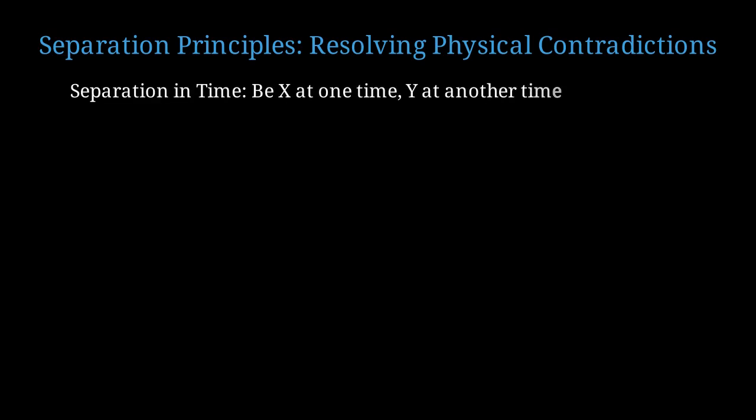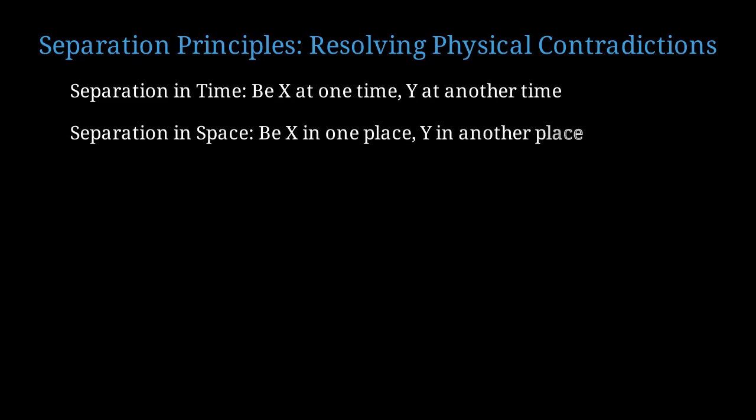For physical contradictions where something must be two opposite things at once, TRIZ offers separation principles. These are especially powerful for cognitive applications. First is separation in time. The object should have property X at one time and property Y at another time. Our focus awareness contradiction fits perfectly here.